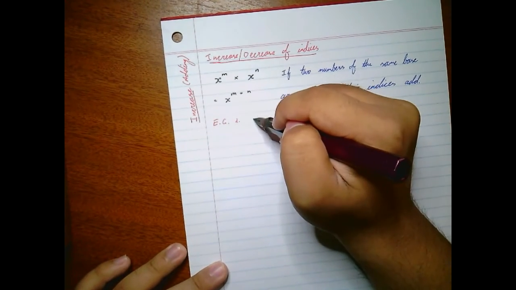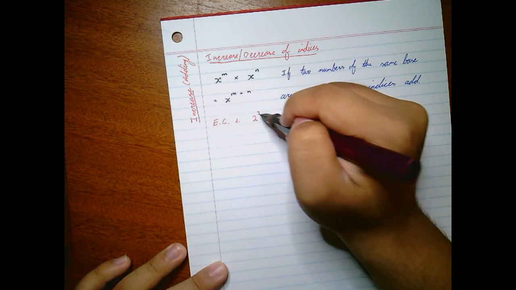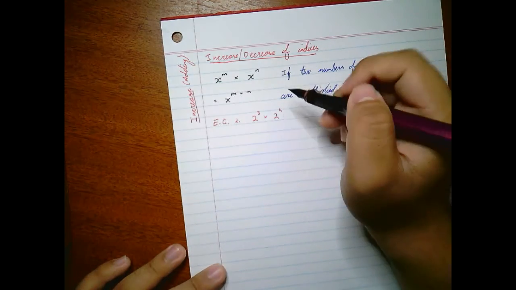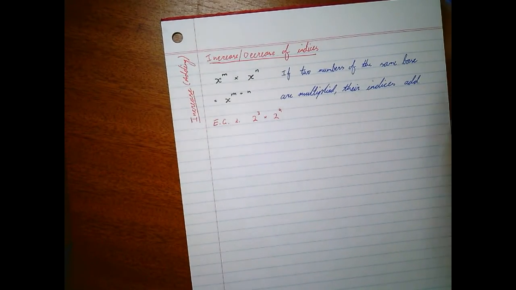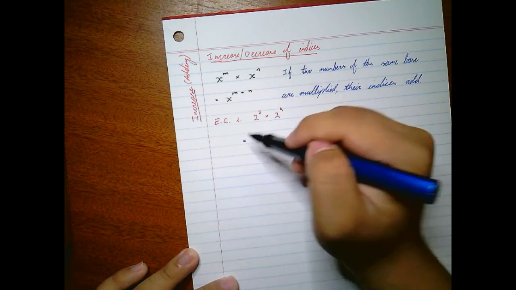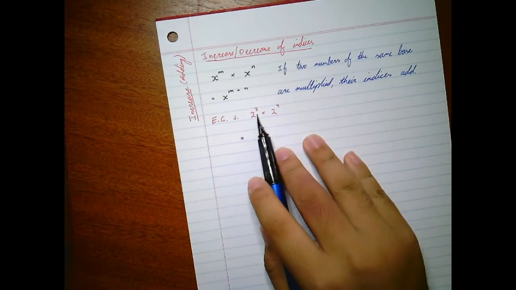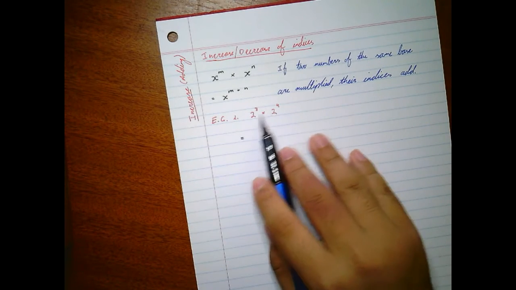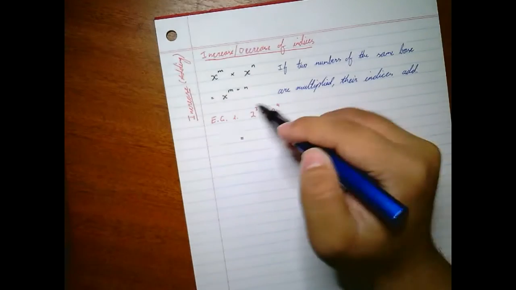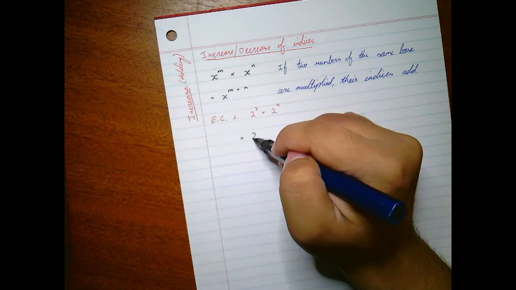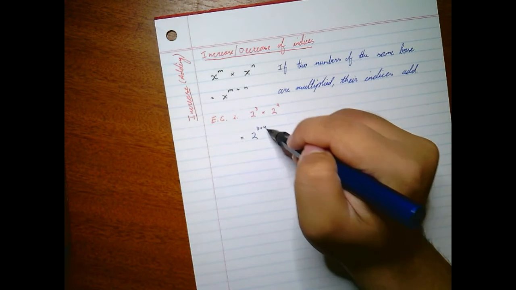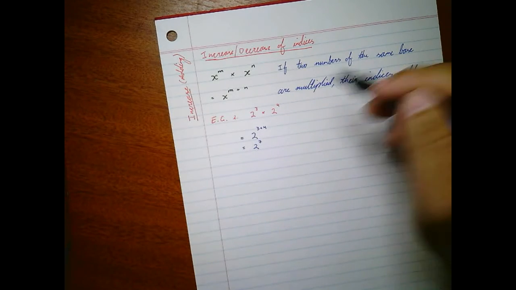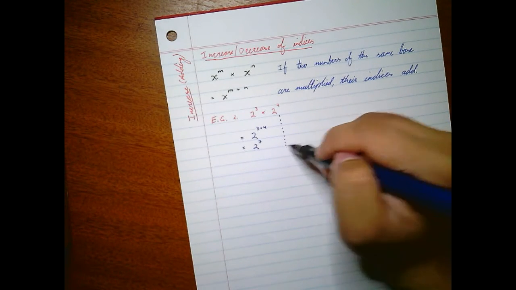So, for example, if we have, let's say, example one. If we have 2 to the power of 3 times 2 to the power of 4, this will give us, well, because they're of the same base, 2 to 3, 2 to the 4, the bases are the same, 2 and 2. These numbers, the indices, will add. So it's going to be 2 to the power of 3 plus 4, which is equal to 2 to the power of 7.